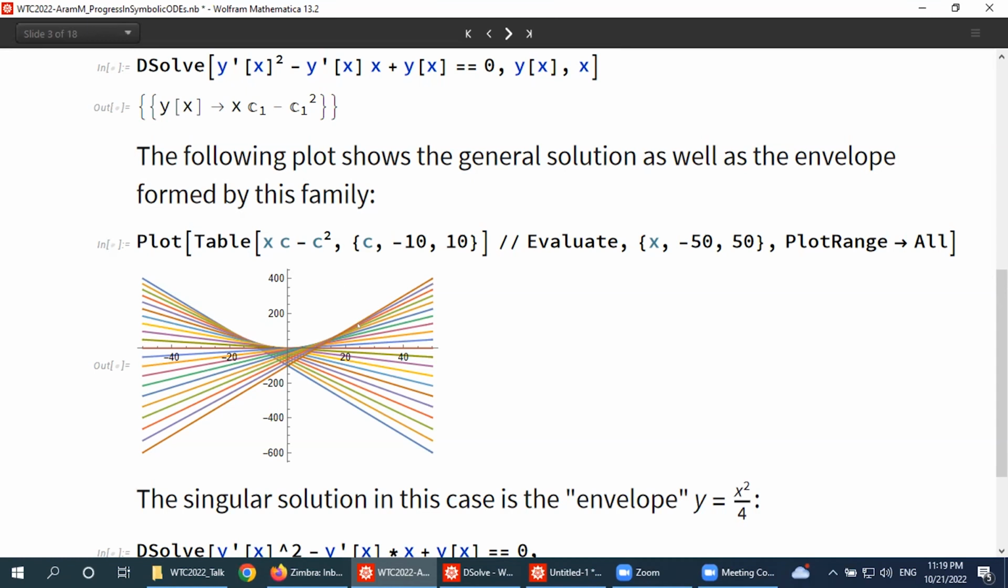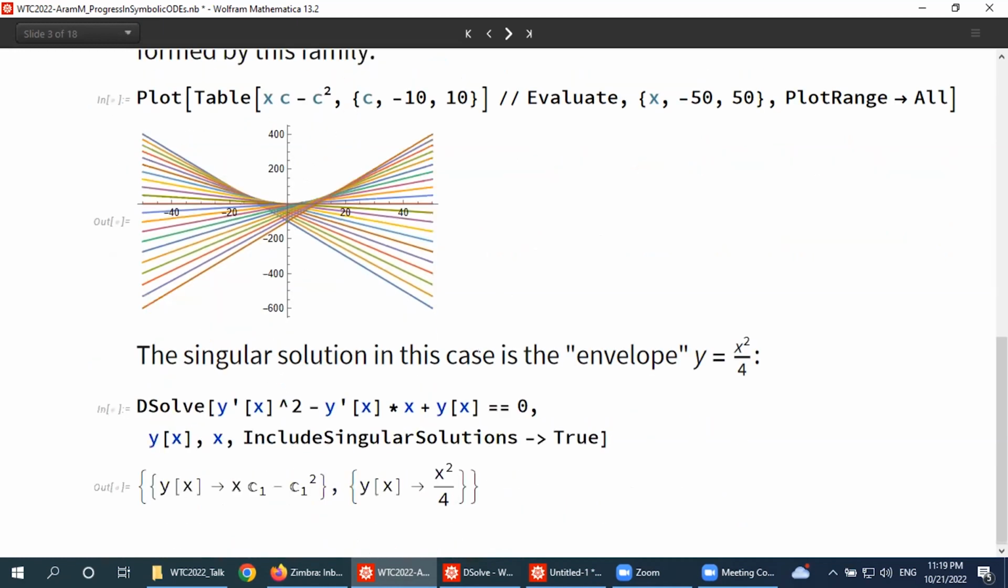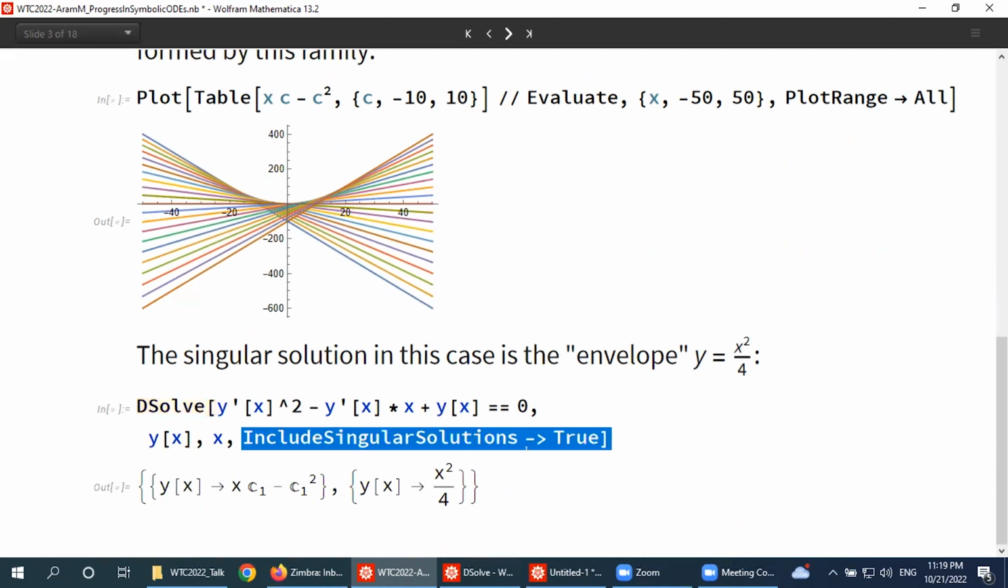So now if you want to get a singular solution of this Clairaut equation, we can use a new DSolve option with the name IncludeSingularSolutions set to True. And with this option, DSolve starts to search also for singular solutions and will present them together with the general solution. So as we can see in this case, the singular solution is x squared divided by 4. And we can easily verify that this solution is correct.